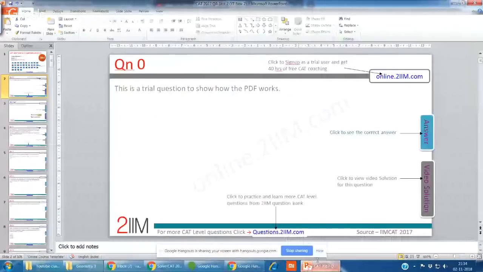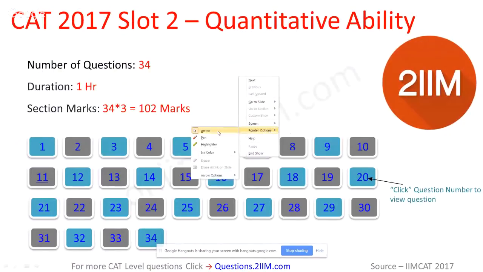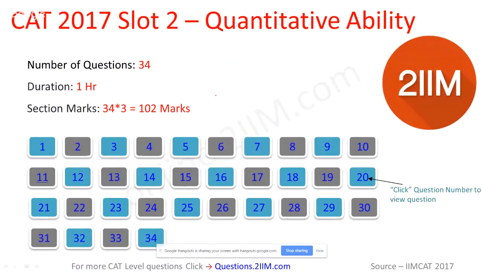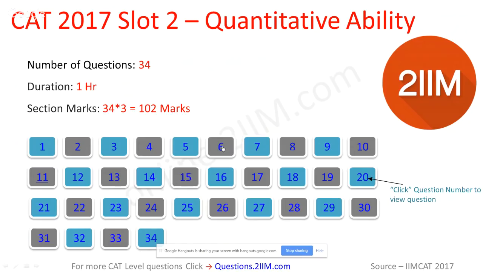Going to screen share mode. Wonderful. So this is roughly how your screen will appear, where you can see the bunch of questions, 34 questions, 1 hour. The PDF is built in a way where you click on a particular question. Obviously, I'm not able to click here because I have the mouse mode on. I'm going to go back to the arrow mode. So you can go here and click at question number 6. It will go to 6.